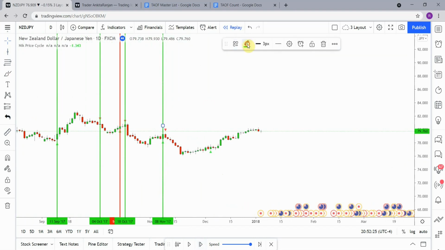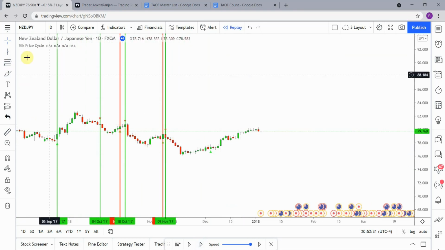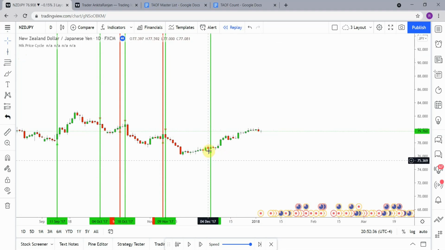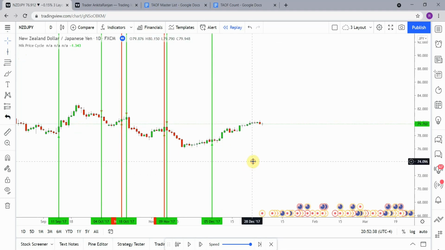Alright, so we pick up a long right there. That's going to get stopped out the very next candle. But that one there, the short, gets us to take profit. Then we pick up a long right there, and that one also gets us to take profit. And that will put us at the end of the year right there.